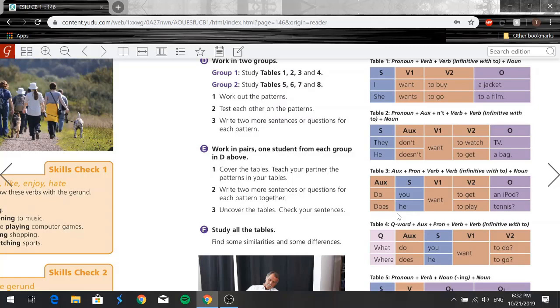All of these are similar examples. Does he want to play tennis? I could also say, does he want to play basketball? Does he want to play computer games? Again, different examples, your choice. Okay? What else do we have?